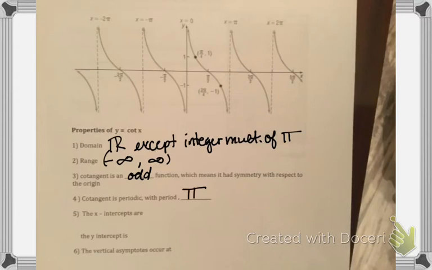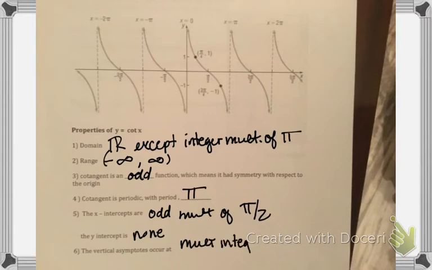The x-intercepts. The x-intercepts are at odd multiples of pi over 2. And the y-intercept, there isn't one. So there's none. And the vertical asymptotes occur at integer multiples of pi. Okay. All right, so we got cotangent and tangent done.